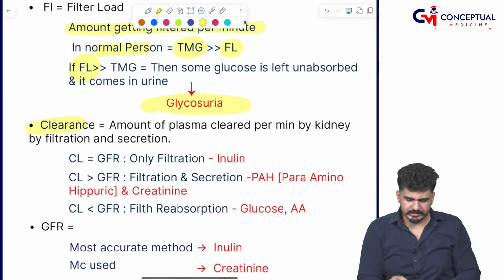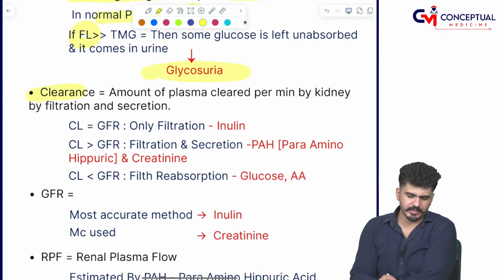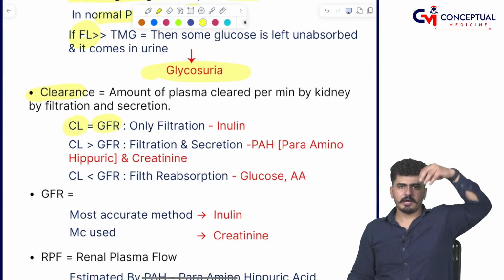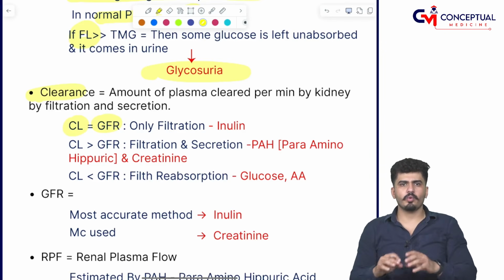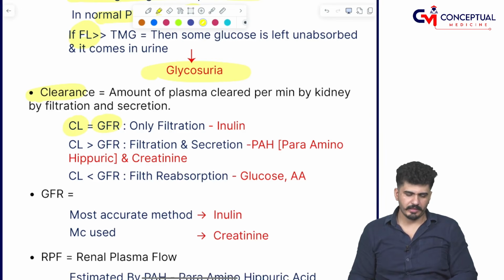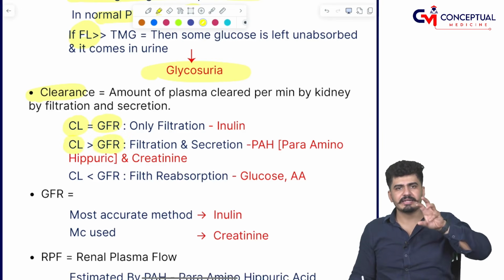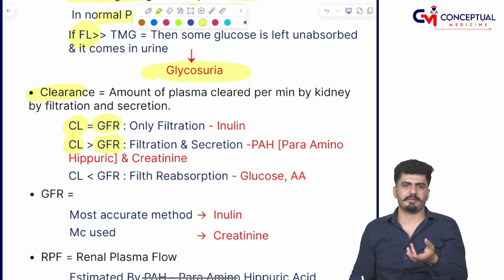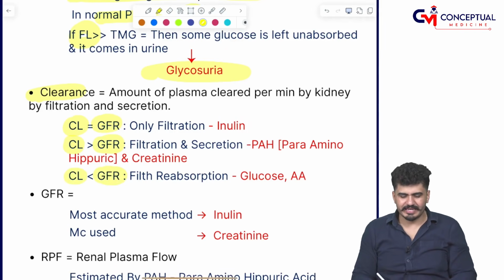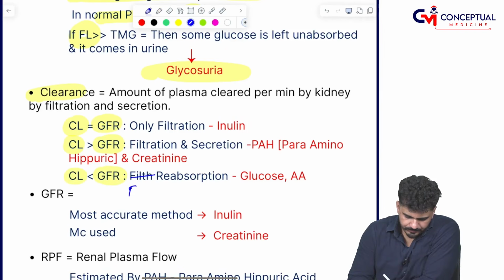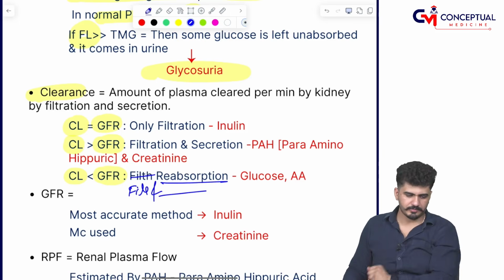Now what is clearance? The amount of plasma cleared per minute by the kidney. If the clearance is equal to GFR, that means only filtration is happening. If clearance is more and GFR is less, that means filtration and secretion is happening. And if your GFR is more and clearance is less, that means filtration and reabsorption both are happening.